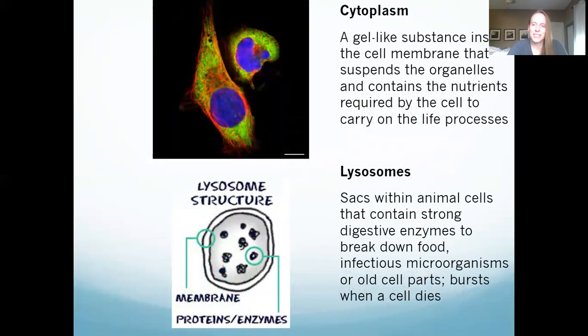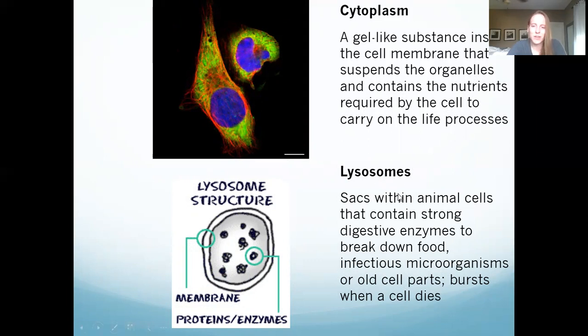The cytoplasm is the gel-like substance that kind of suspends all of the organelles inside of the cell. It also contains nutrients that are required for different cell processes to happen. So lots of things get transported through the cytoplasm to different areas in the cell.